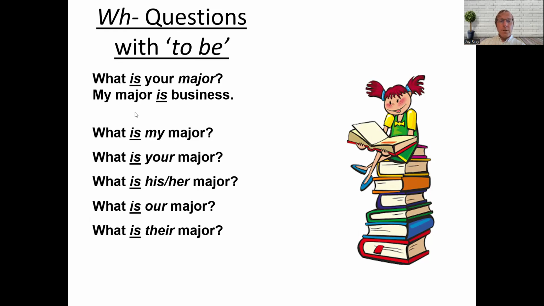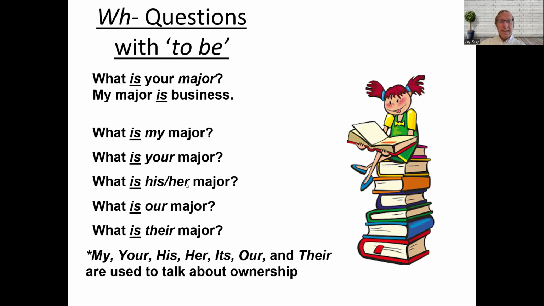Here, the verb is. We don't change it because we're talking about the major. It, the subject is it, the major. These words, my, your, his or her, our, and their, are all used to talk about ownership. Whose major? My major. Your major. His major. Her major.